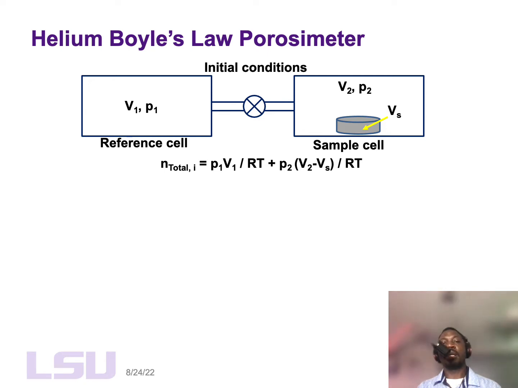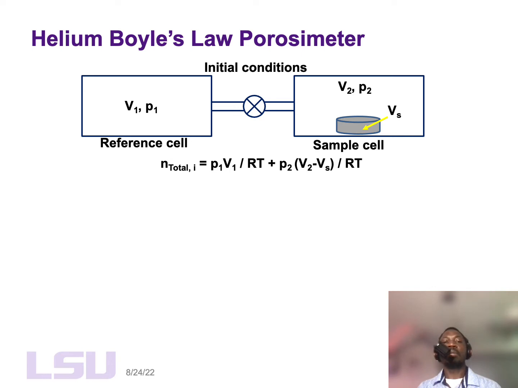So the total space available for the helium to go into in this sample cell is not V2, right? It's V2 minus the sand grain volume. It's not V2 minus the bulk volume of the sample cell, because if you do that, then you don't account for the fact that the gas can be stored in the pore spaces within the sample. So the volume available for the helium to be stored in is going to be V2 minus Vs.